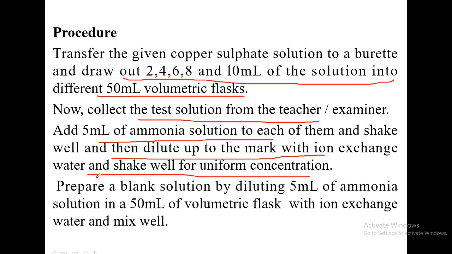To all the standard flasks we have to add 5 ml of ammonia solution, that is ammonium hydroxide in fact, and the solutions are diluted up to the mark with ion exchange water and shaken well for uniform concentration. Now prepare a blank solution by diluting 5 ml of ammonia solution in a 50 ml volumetric flask with ion exchange water and mix well. Blank solution means the one which is absolutely free from the test solute. So here we are not taking any copper sulphate solution, we are taking only 5 ml of ammonia, and then we are diluting it up to the mark with ion exchange water in a 50 ml volumetric flask.